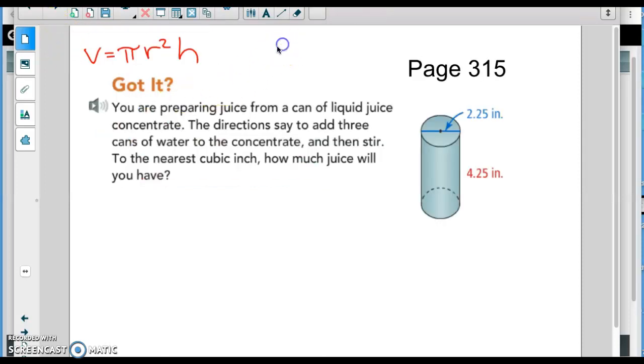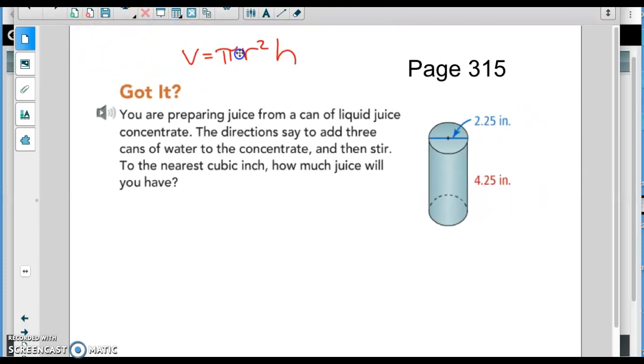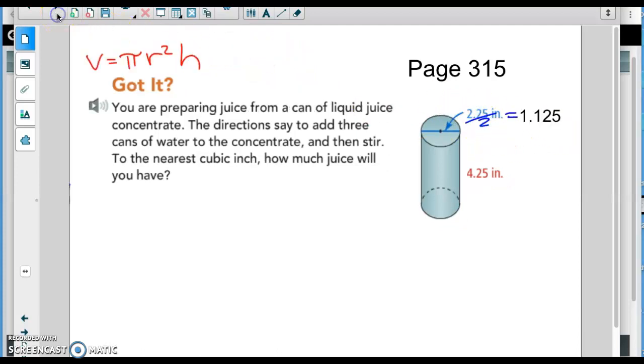So, next thing we want to remember our formula. Formula is volume equals pi r squared h. We want to notice here, are we given r? No, we are not. What are we given? We're given the diameter. Well, that's nice. We just got to divide it by 2. So we know our r is going to be 1.125 inches. Our height stays the same, 4.25.